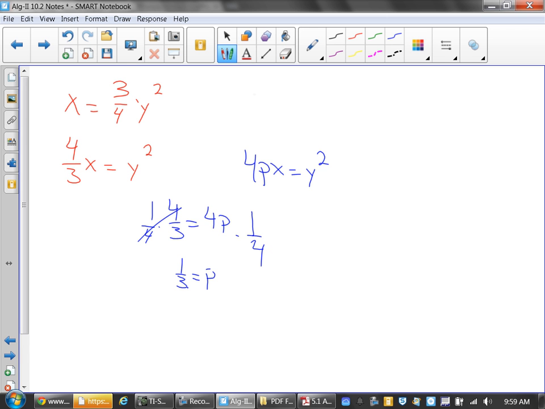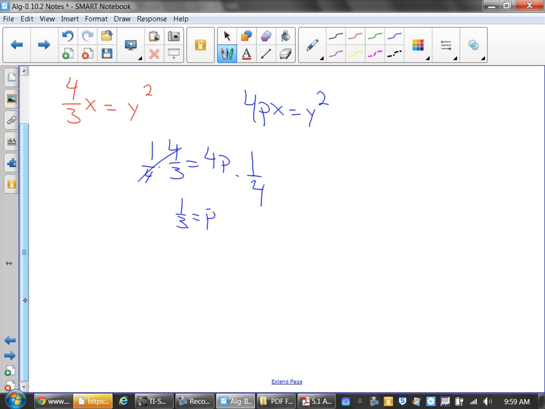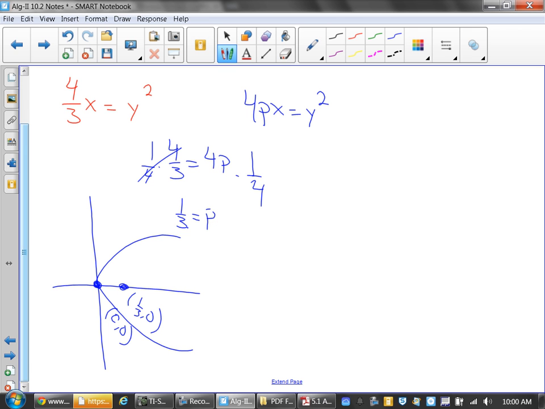So we know that this is going to be opening to the right. Our vertex is at 0, 0 for today. I know that my focus is at 1/3, 0. And where's my directrix? Good. At x equals negative 1/3.